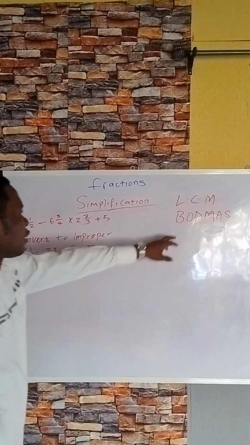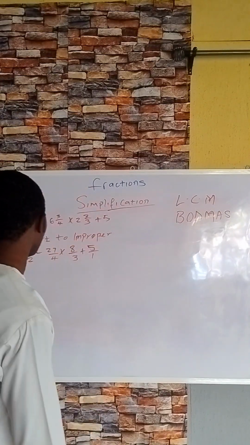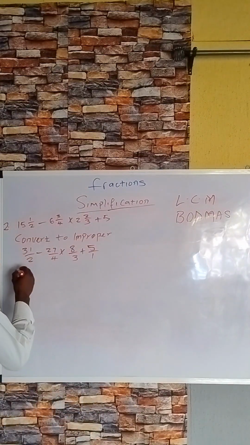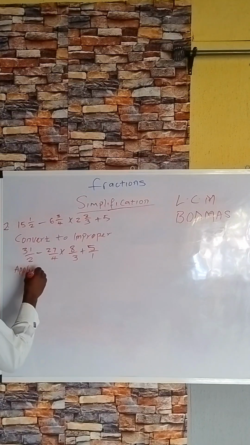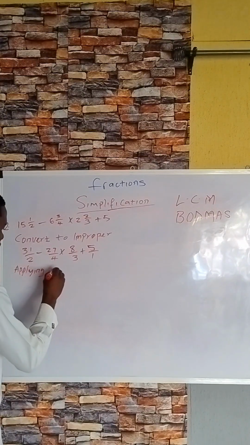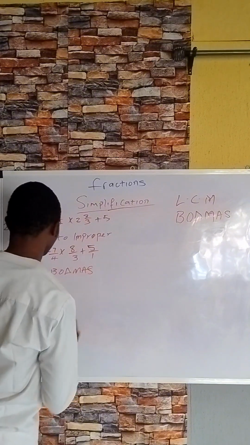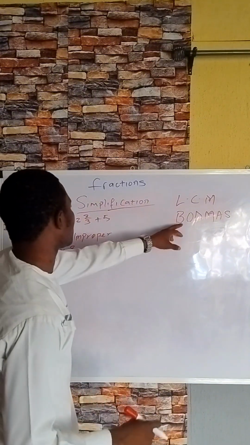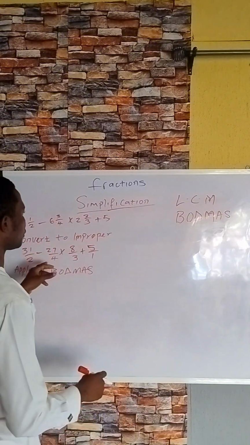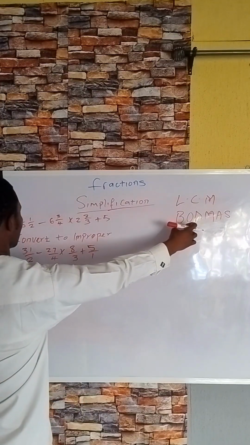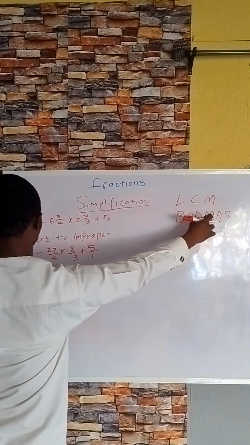So let's apply our BODMAS rule. Applying BODMAS, you can write it or you can leave it. Let's just write it in this one. There's no bracket, there's no of, there is no division, but there's multiplication.